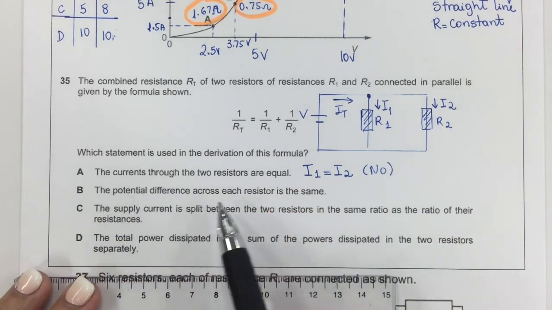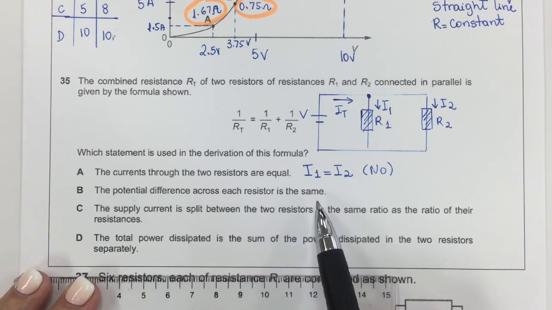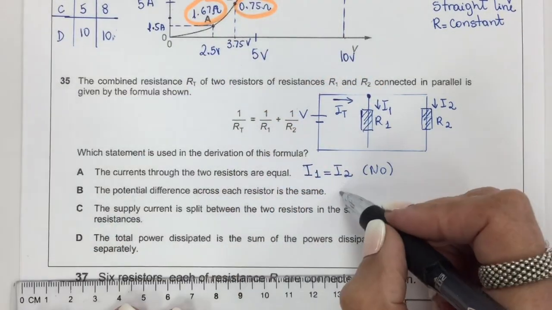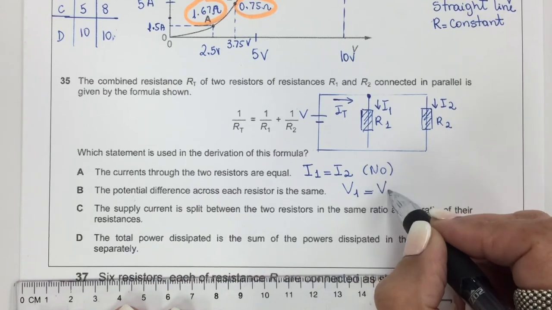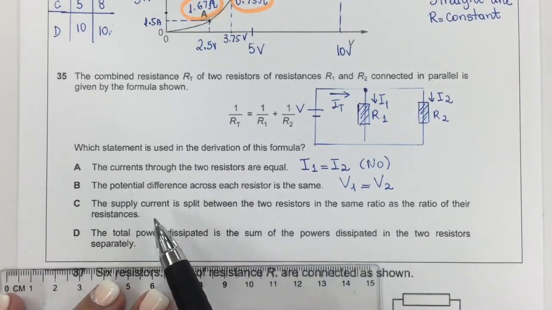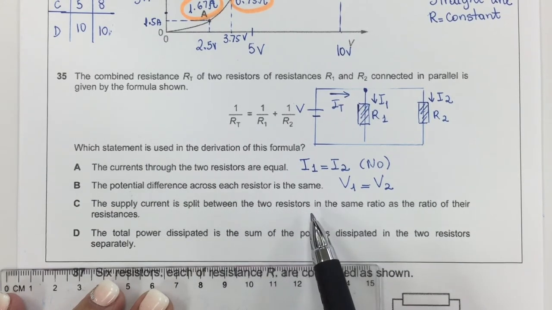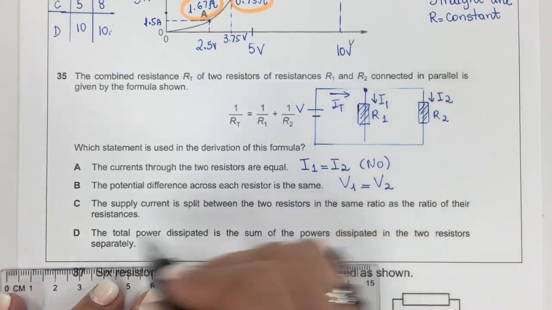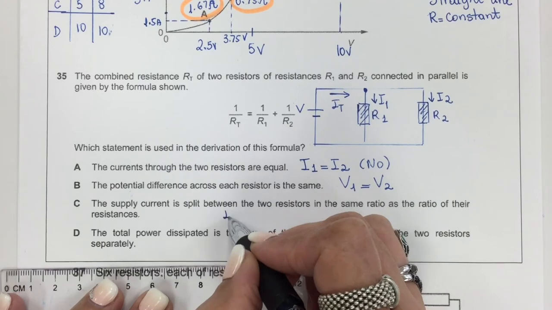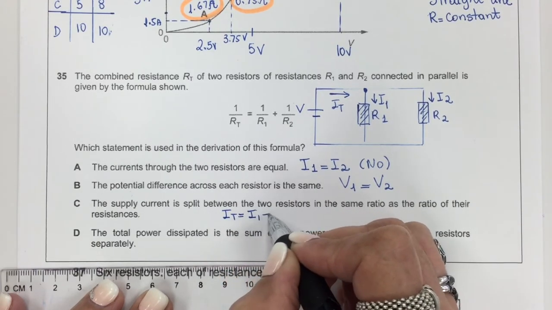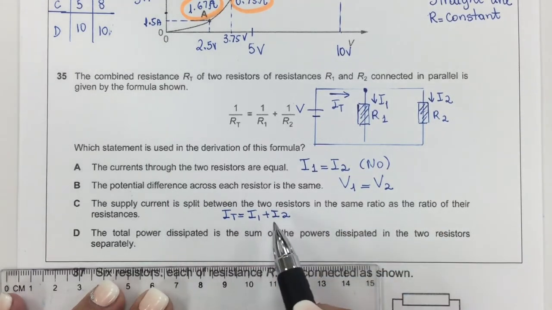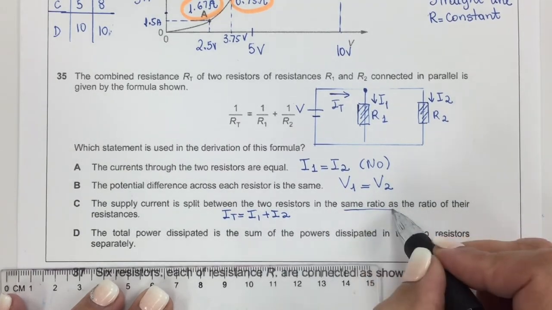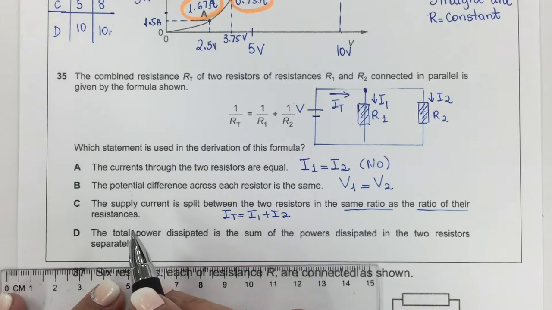B, the potential difference across each resistor is the same. It's true. The potential difference on V1 is equal to V2. Option C, the supply current is split between the two resistors, which is correct. So there are two statements in option C. Here IT is equal to I1 plus I2, which is correct. The supply current is split between the two resistors in the same ratio as the ratio of the resistances.